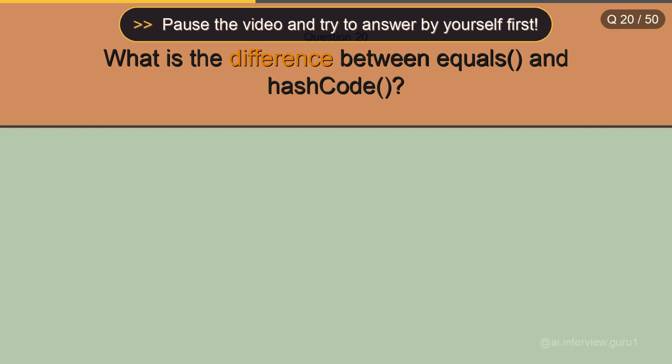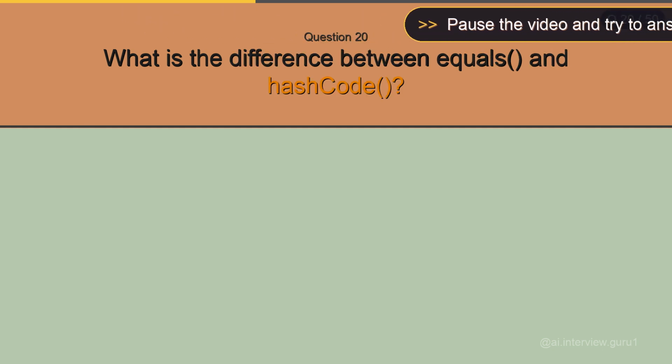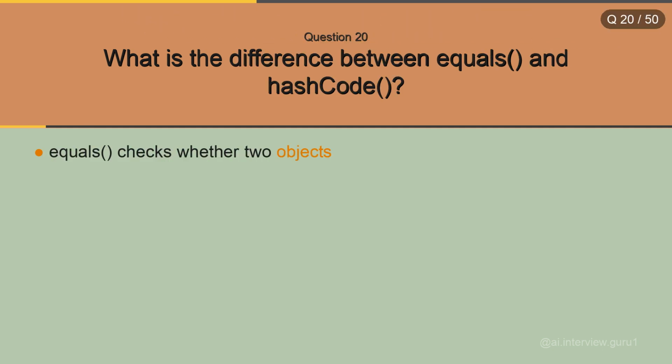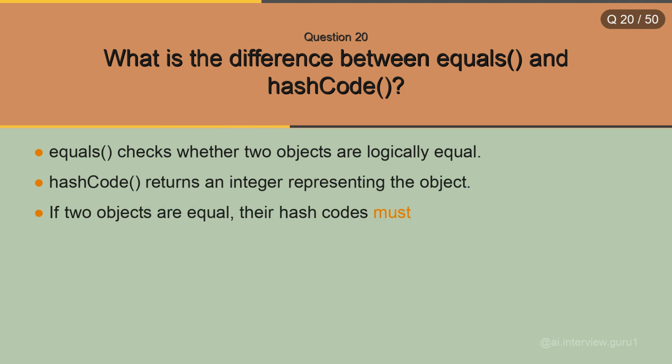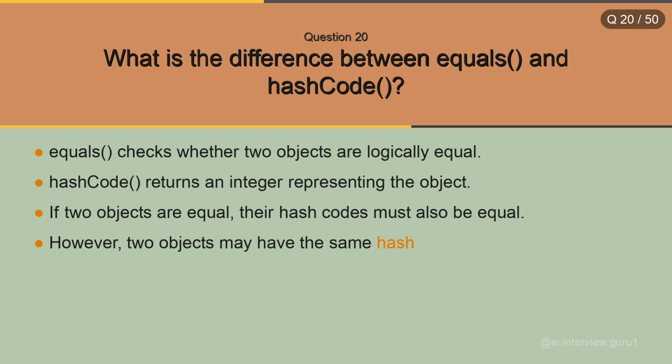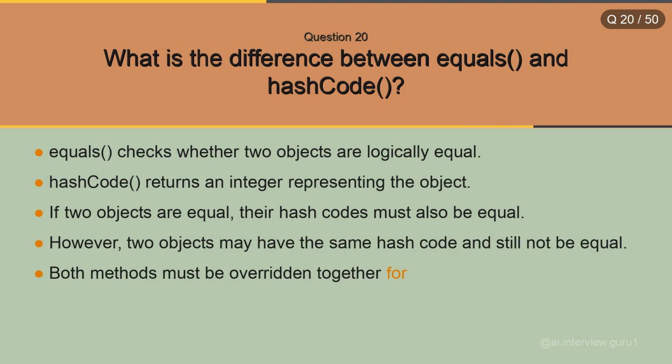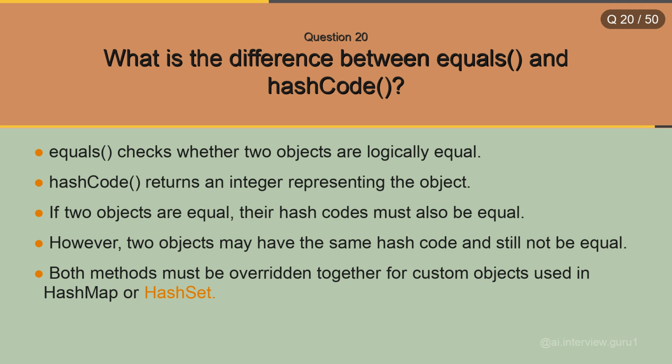What is the difference between equals and hash code? Equals checks whether two objects are logically equal. Hash code returns an integer representing the object. If two objects are equal, their hash codes must also be equal. However, two objects may have the same hash code and still not be equal. Both methods must be overridden together for custom objects used in HashMap or HashSet.